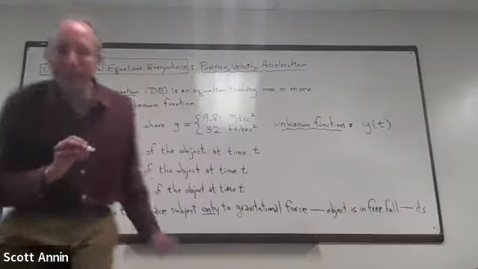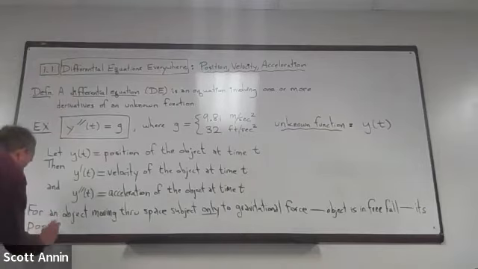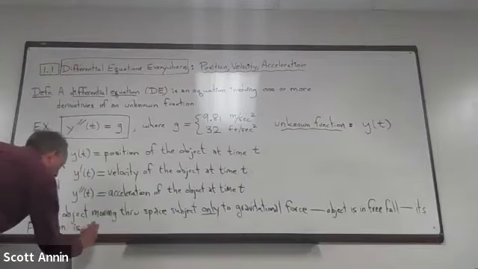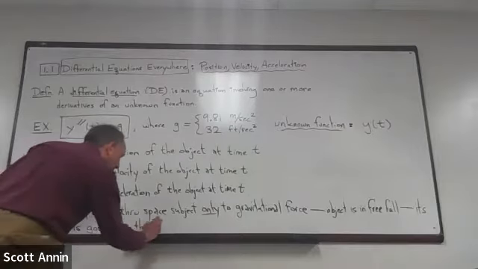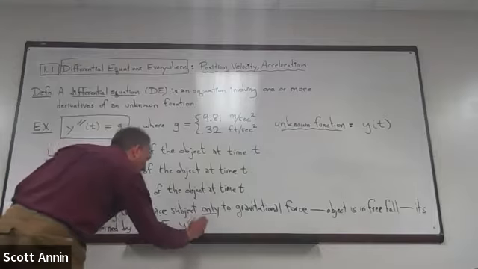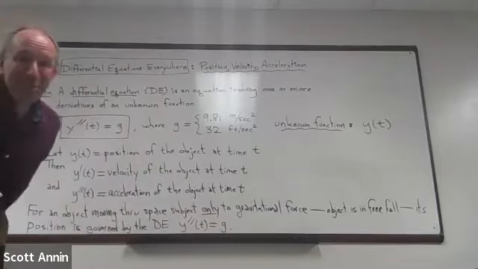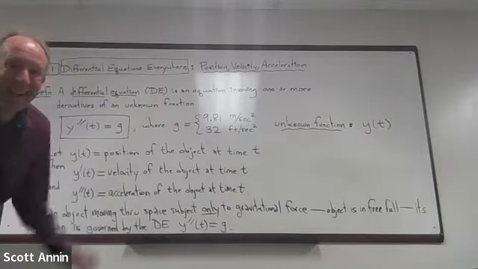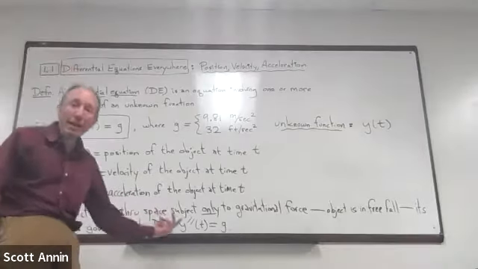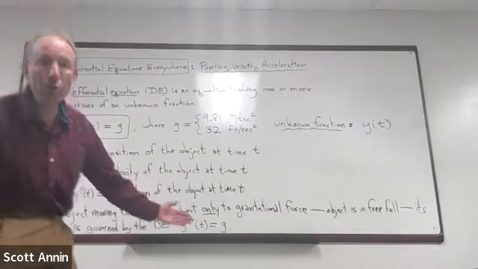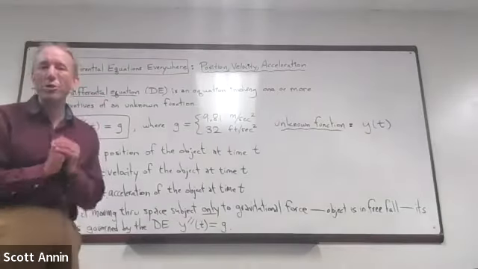If that's the case, if we have an object that is just in free fall, then its position is governed by the differential equation that we've already talked about on the board. y double prime of t is equal to g. Okay, there are no other forces other than the gravitational force. Then the acceleration of the object is equal to a constant. This is, of course, just an approximation, but it's a pretty fair approximation to make.